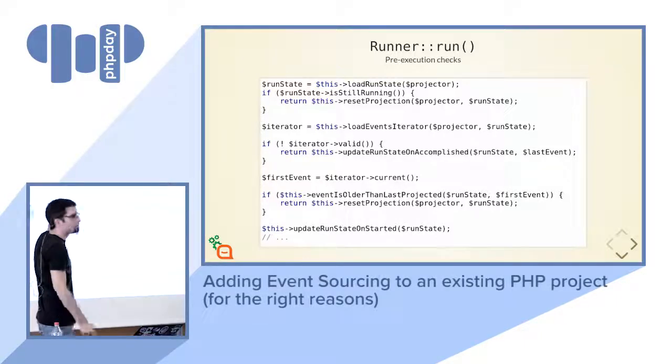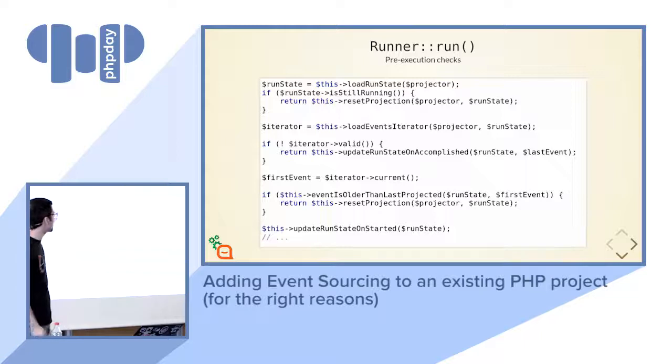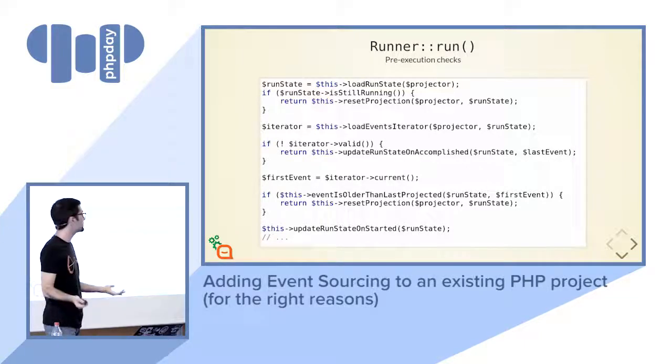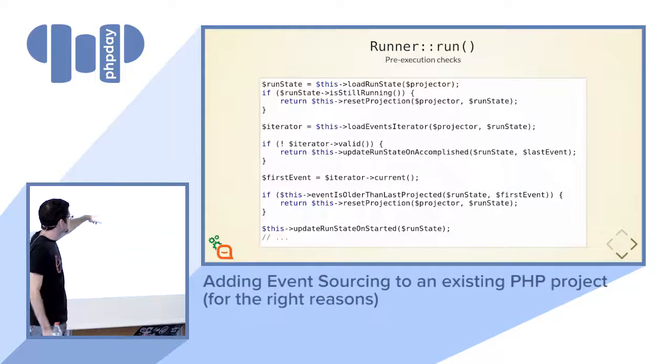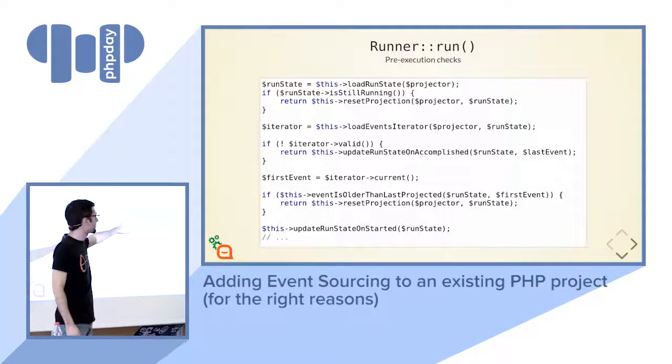And we check, obviously, if the cursor is empty. If it's empty, that means that since the last time that we ran the projector, we didn't add any new events, so we don't have to do anything, and that's all. We just update the timestamp on the run state, and that's all.